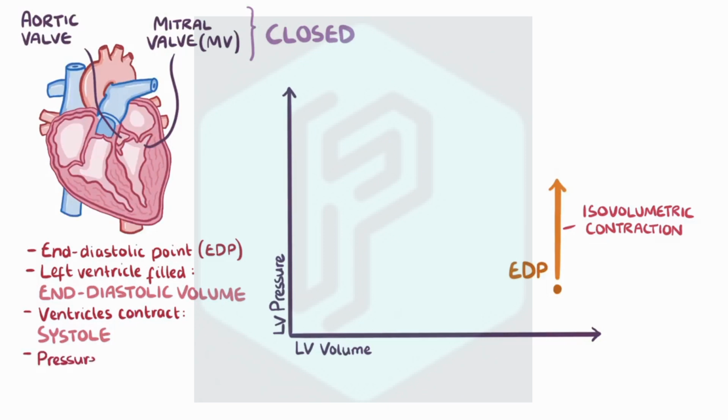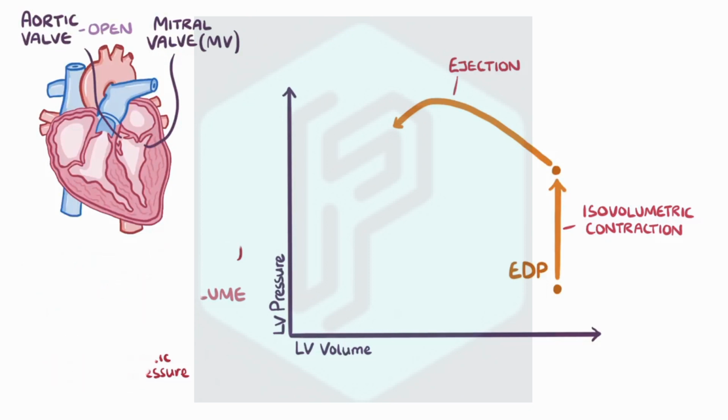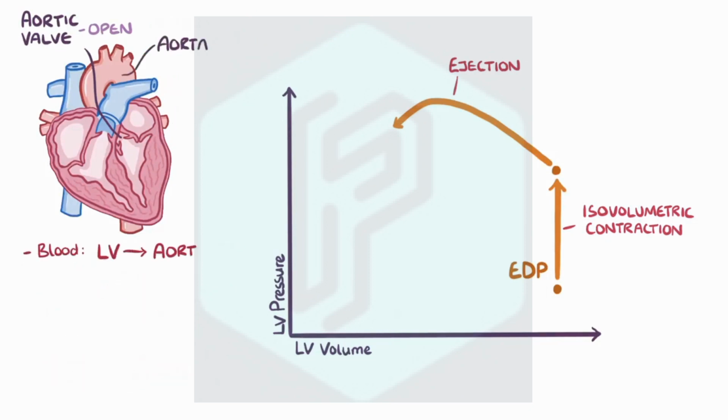Eventually, after the pressure's been getting higher and higher, it ends up being higher than the pressure inside the aorta, so that forces the aortic valve to pop open. And that's the start of the ejection phase. In the ejection phase, the blood is squirted out of the left ventricle into the aorta. And so as this happens, the volume in the left ventricle goes down.